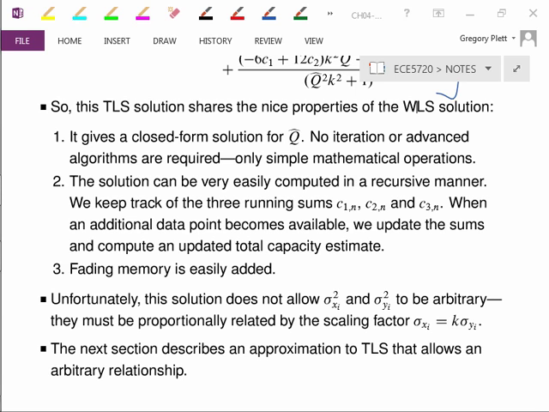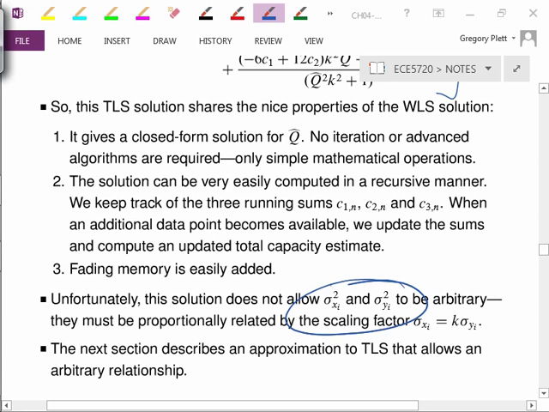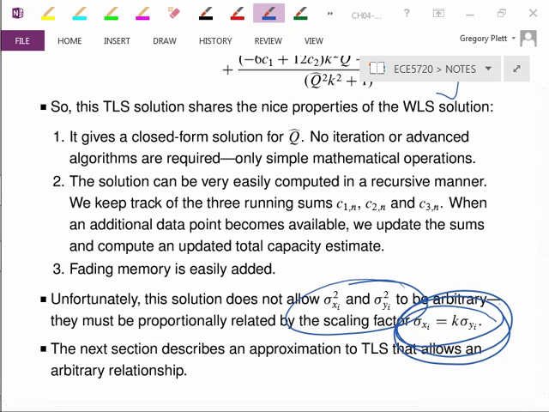The concern is that this does not allow these variances to be arbitrary. They have to be proportionally related for this to be optimal. And that's not generally the case for us. We will often have cases where the errors in one variable are not proportional to the errors of the other, although they may be kind of proportional or close to proportional.